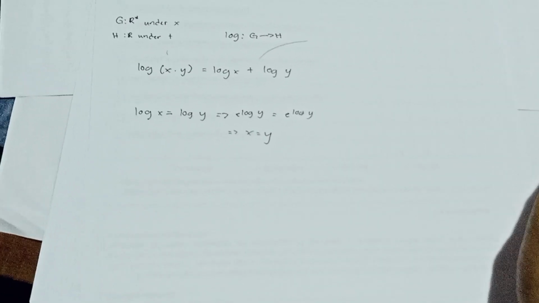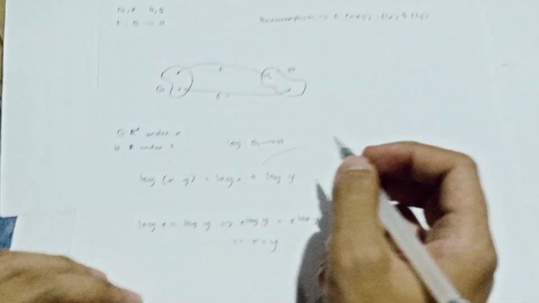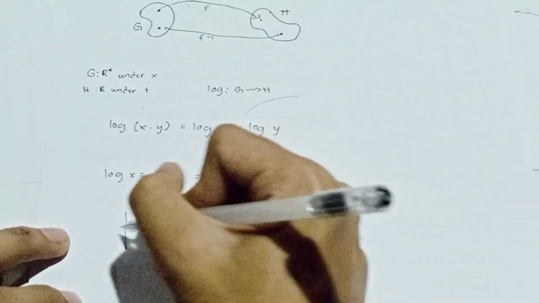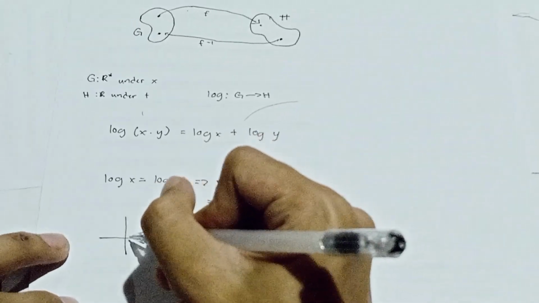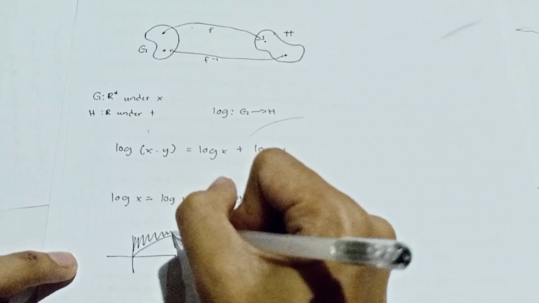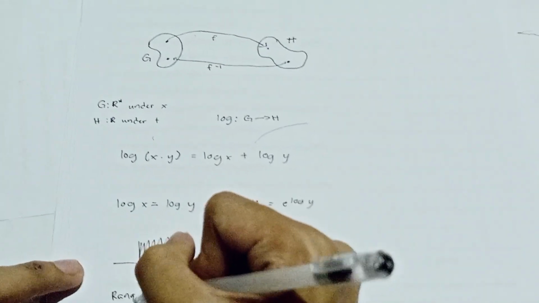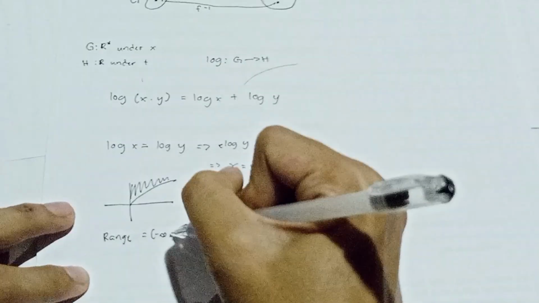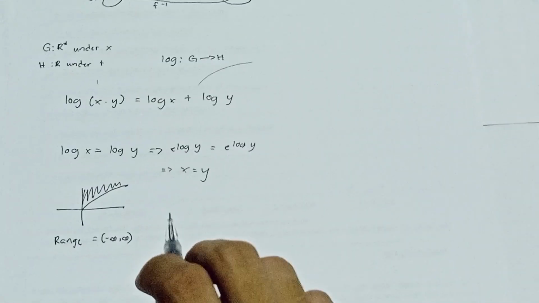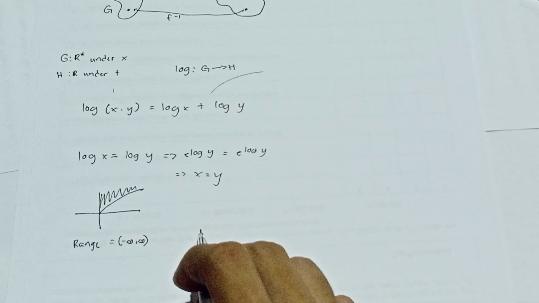Next, the range of the log function is all real numbers, so this function is onto. So in this example, the log function is a homomorphism and a bijection, which makes it an isomorphism. These two groups are isomorphic.